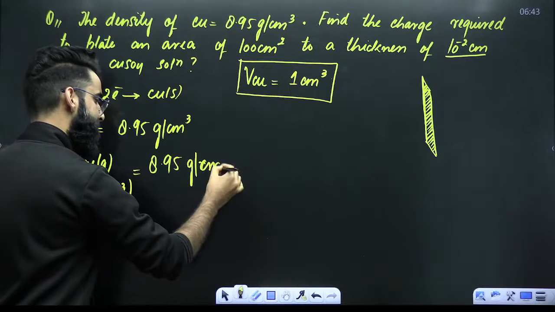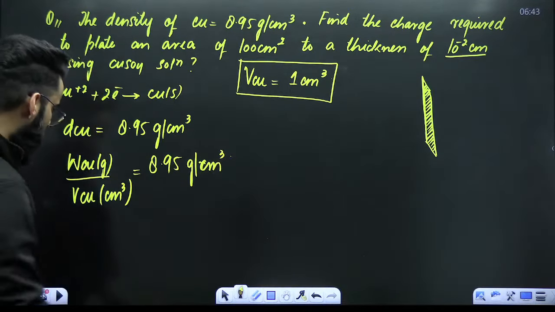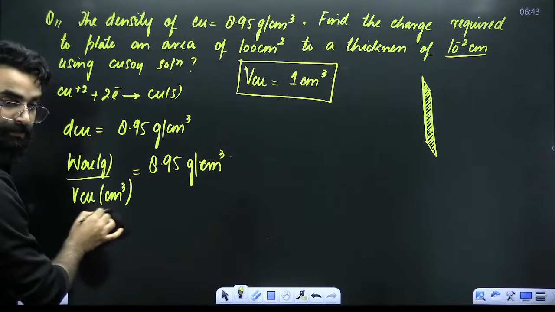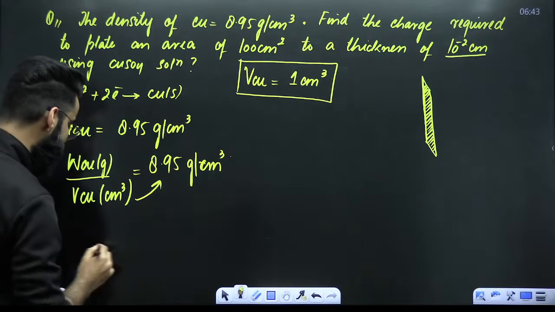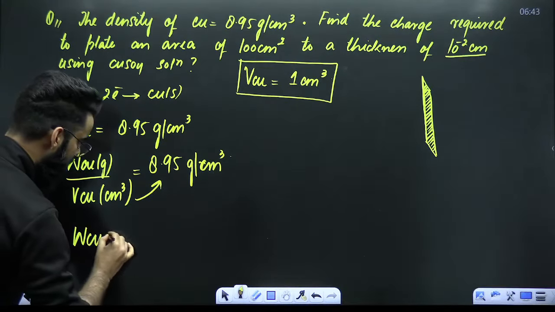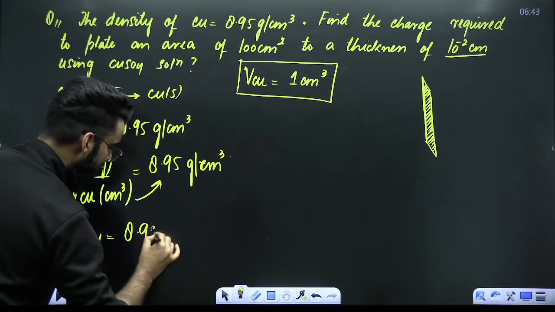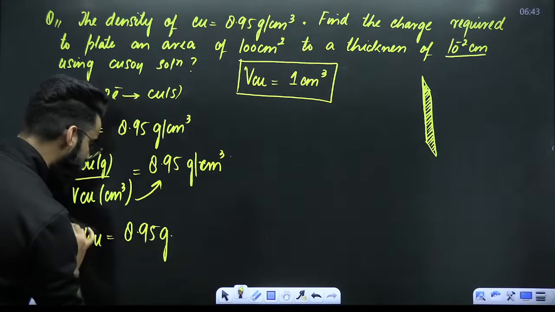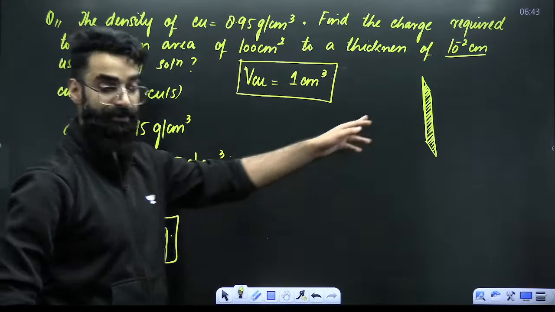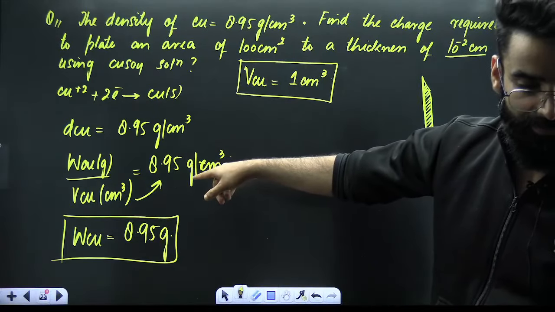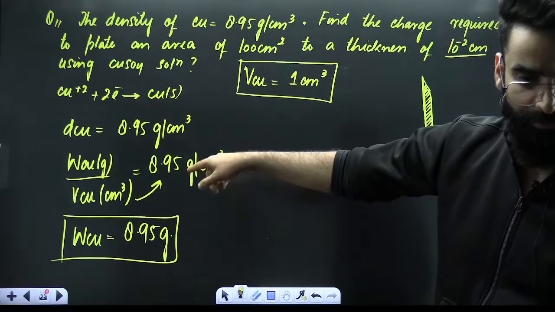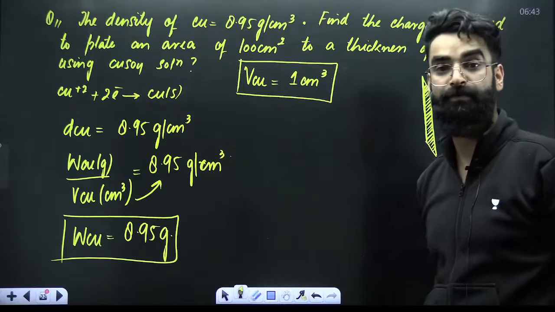Correct? Agreed? What is the volume of copper which is being deposited? 1 centimeter cube is being deposited. So 1 multiplied by this, so I'll say mass of copper deposited has to be 8.95 grams. So first of all, you got to know the mass of copper which you are depositing. So we have to deposit 8.95 grams of copper, right?